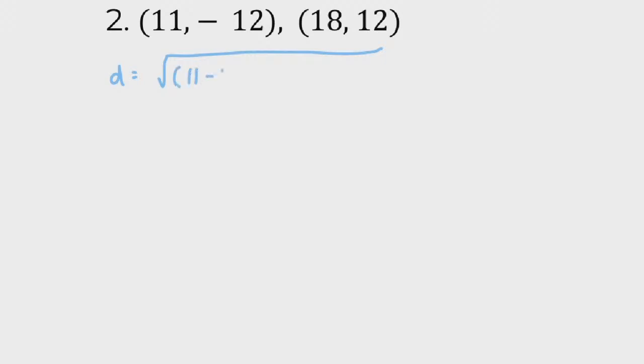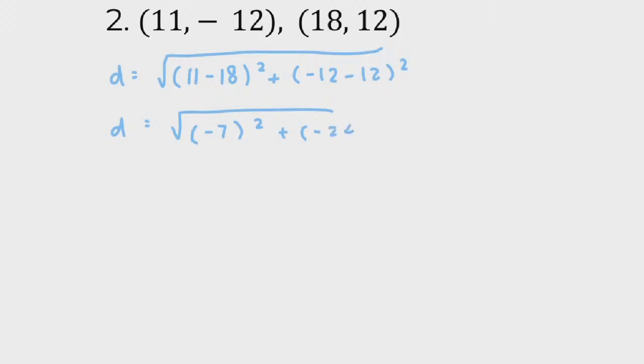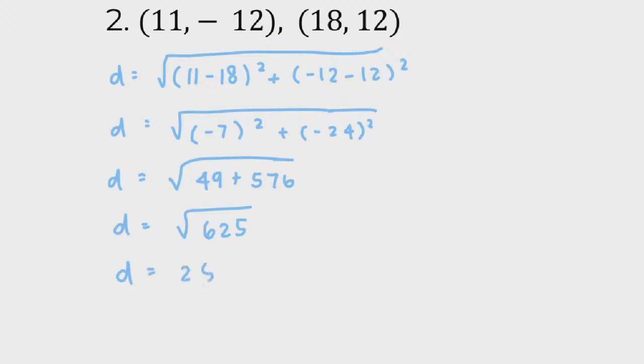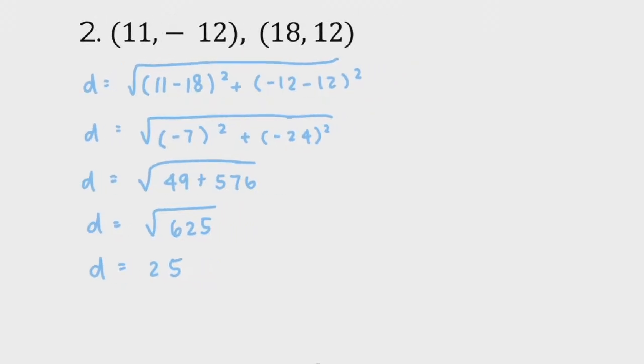Here's our next 2 points. So for the distance, that's going to be the square root of 11 minus 18 squared plus negative 12 minus 12 squared. So we get negative 7 squared plus negative 24 squared. And that's going to be 49 plus 576, which is 625, and the square root of 625 is 25. So the distance between these 2 points is 25.